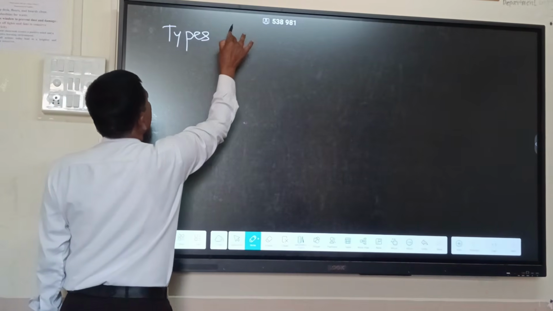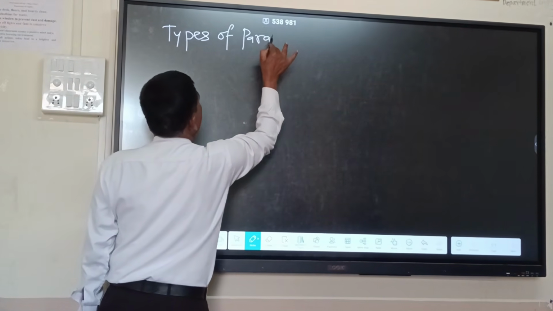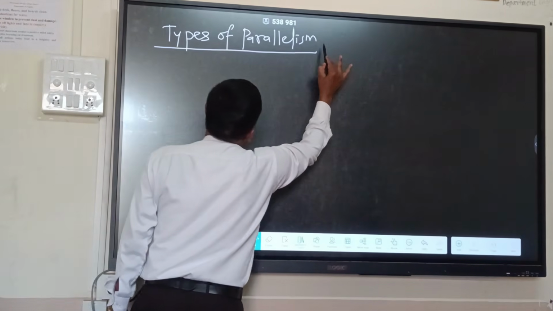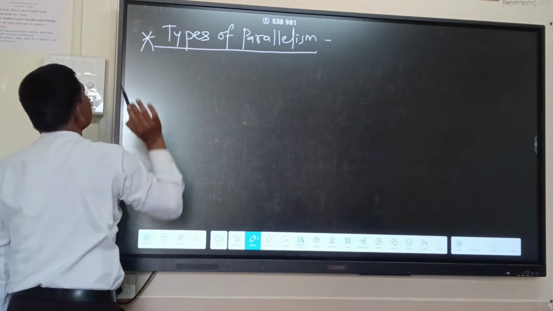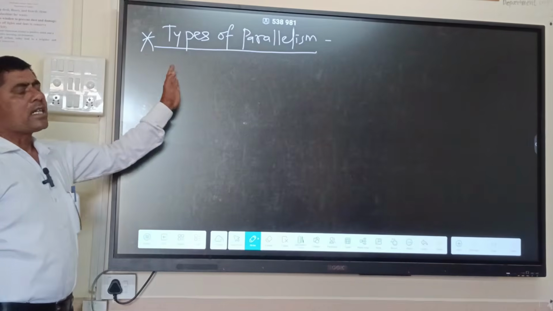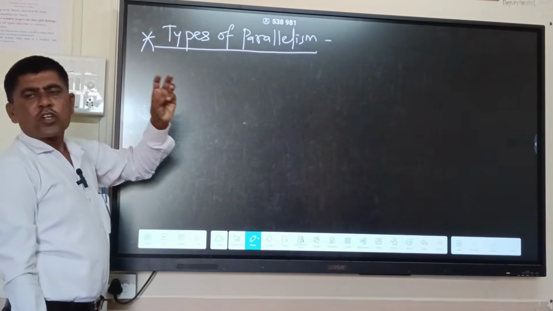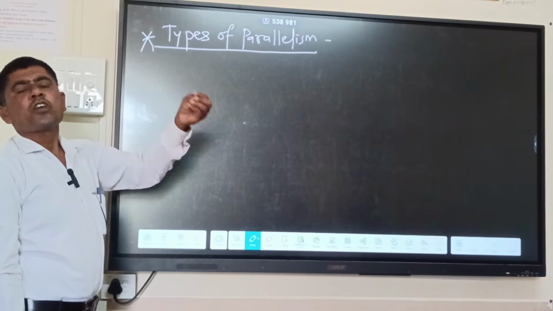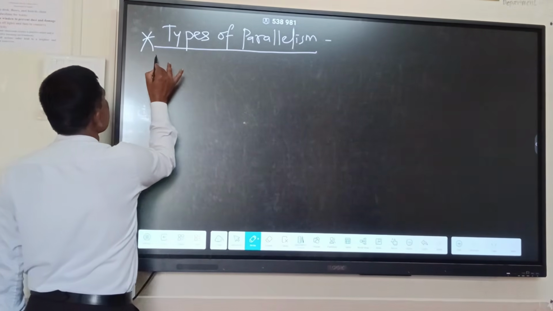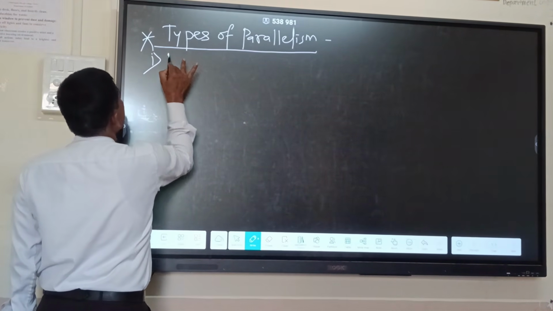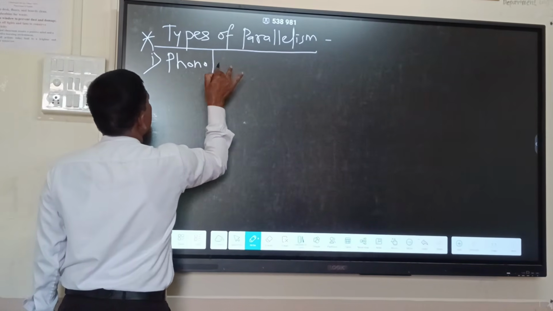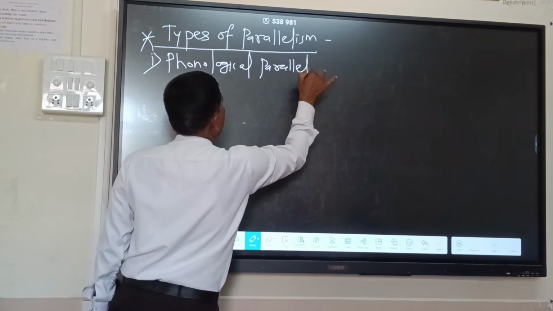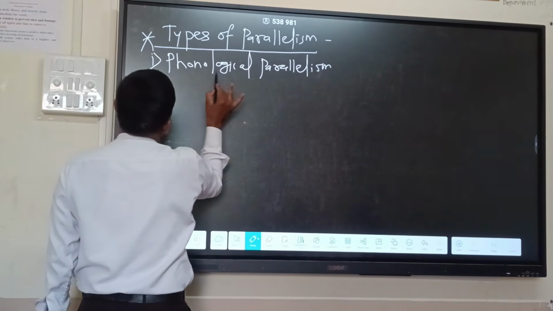Types of parallelism. There are three types of parallelism: phonological parallelism, morphological parallelism, and syntactic or structural or grammatical parallelism. First is phonological parallelism.